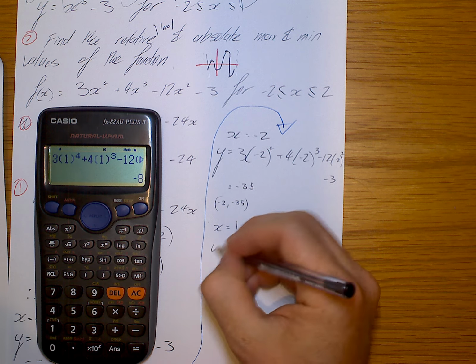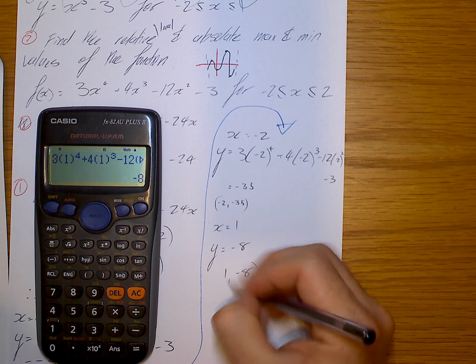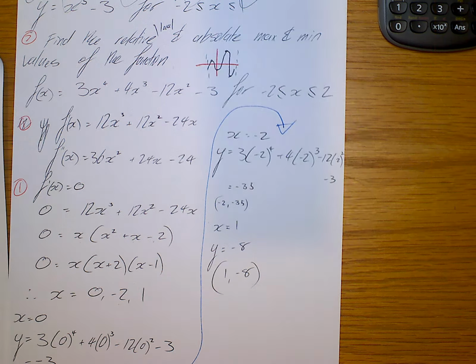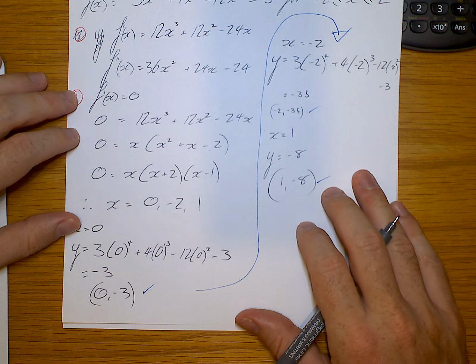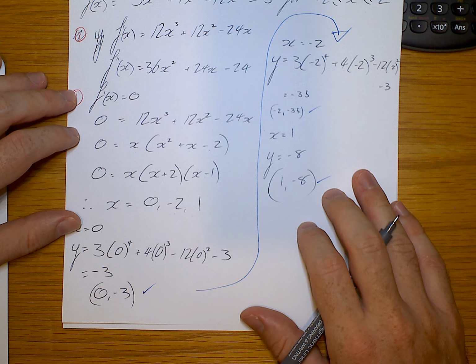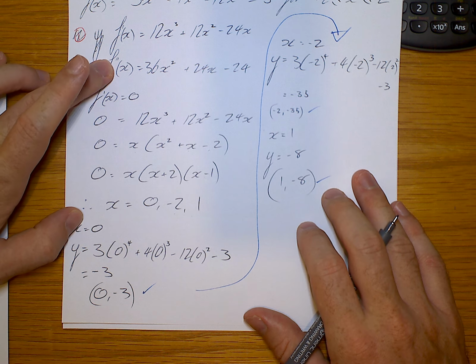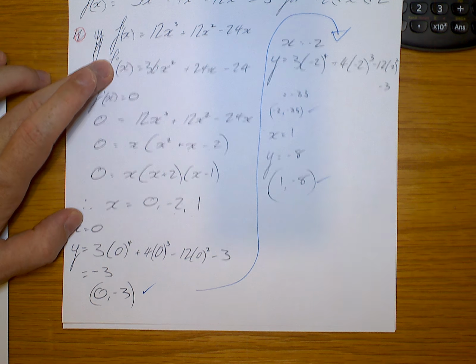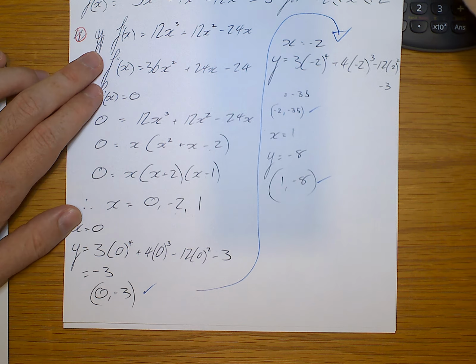We get negative 8. So 1 and negative 8. Okay, so we've got our 3 stationary points, and we've got to determine their values using this, our f double dash x, putting in the x values, and we'll figure out if they're maximums and minimums, and from there we can find our endpoints, and then we can actually start to sketch it.